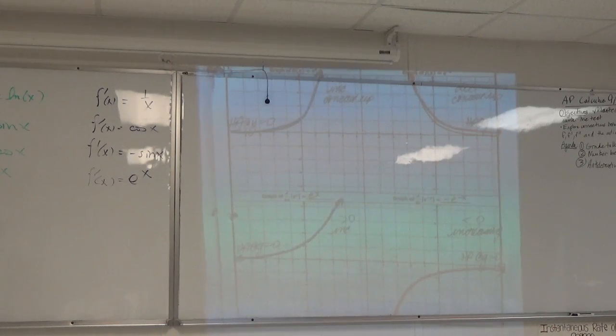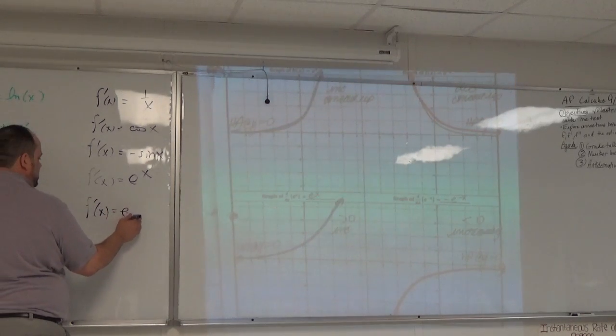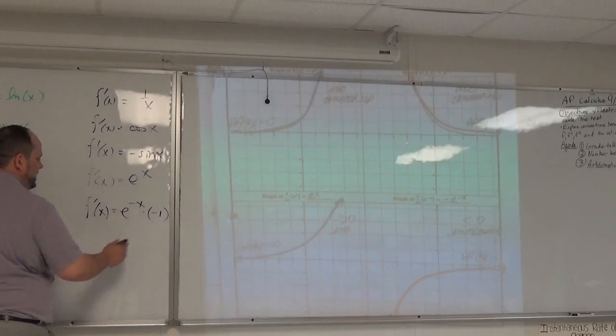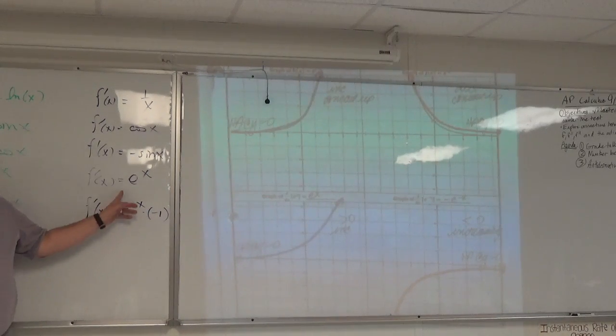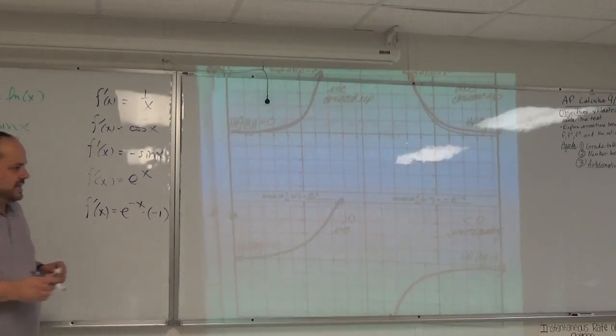And this last one I want to write in a very specific way. If f is e to the negative x, then f prime is negative e to the negative x. I'm going to write this as e to the negative x times negative 1. There's a reason, and we'll talk about that later.